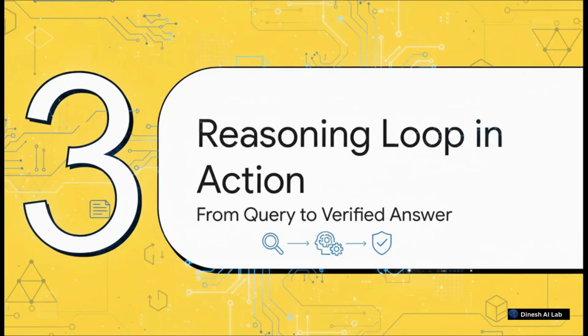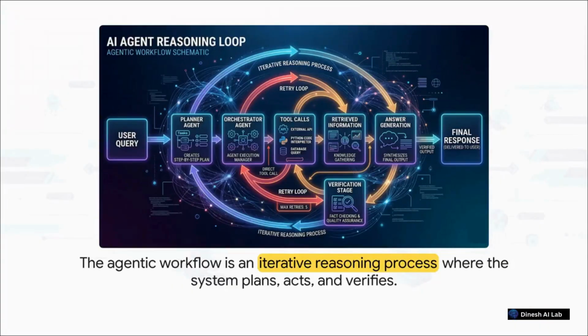Okay, so we've got all the pieces on the board. But how do they actually work together? Let's walk through a reasoning loop with a real-world example. This diagram really shows you how dynamic this whole process is. Your question kicks things off, and the planner creates a plan. Then the orchestrator enters this iterative loop.